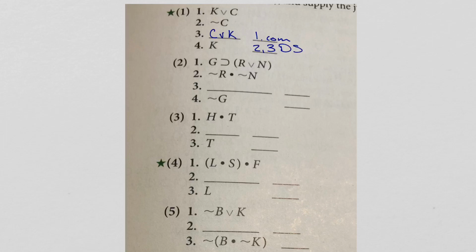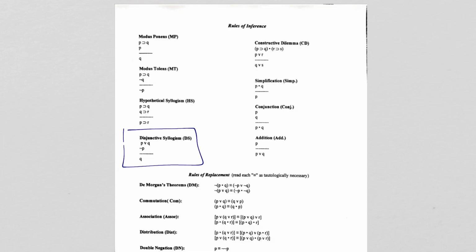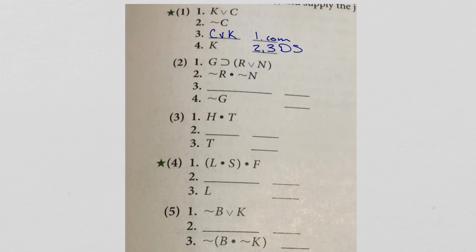Okay, so the second one here. They're giving us if G, then R or N. And then we got not R, dot, not N, but they want us to get not G. Okay? So the only way we're going to get not G is, if you'll remember, right here with modus tollens. And the only way that works is when you get the negation of the consequent. So we have to figure out how we get the negation of the consequent.